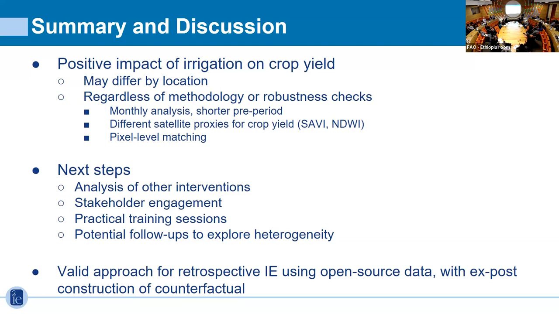In general, regardless of the methodology we used and the robustness checks, we find, again, the strong positive effects. So we also looked at monthly analysis, a shorter pre-period, different outcomes. So for instance, SAVI should be better at detecting vegetation in really dry and arid regions such as this one. But again, the results are very similar. And then we've also started looking at pixel level matching, where instead of selecting the polygons with agricultural activity beforehand, we sample all of the pixels in the surrounding region and match on the pixel level instead of the polygon level.